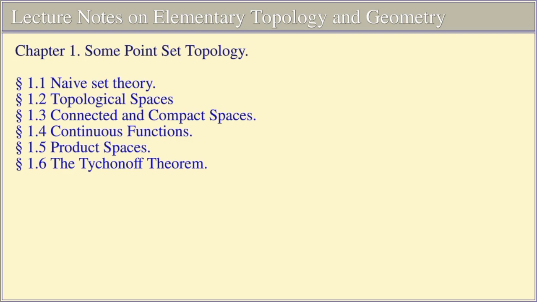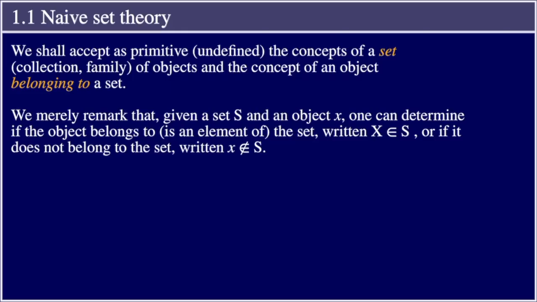1.1. Naive Set Theory. We shall accept as a primitive, undefined, the concept of a set, collection, family, of objects, and the concept of an object belonging to a set. We merely remark that, given a set S and an object x, we can determine if the object belongs to, is an element of, the set, written x ∈ S, or if it does not belong to the set, written x ∉ S.